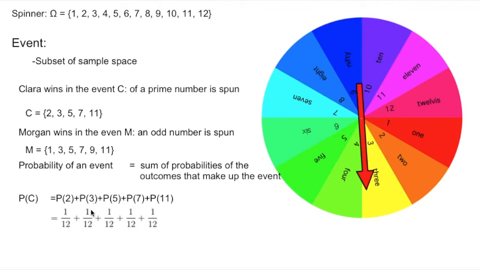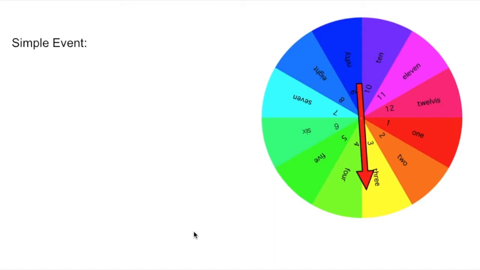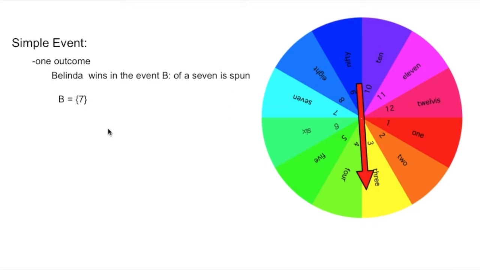The probability of 2 coming up is 1 out of 12. The probability of a 3 coming up is 1 out of 12. The probability of 5 is 1 out of 12. The probability of 7 is 1 out of 12. And the probability of 11 is 1 out of 12. The probability of Clara winning is add all these together, so it's 5 out of 12. A simple event has exactly one outcome. So let's say Belinda wins in the event of a 7 being spun. That's called a simple event.